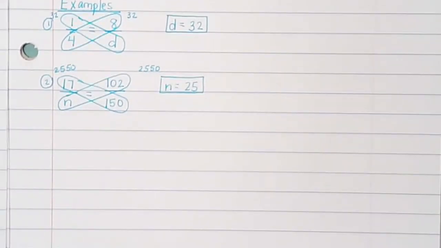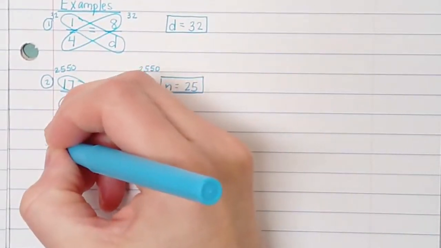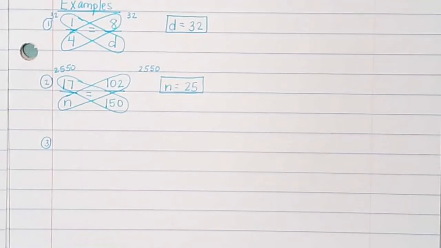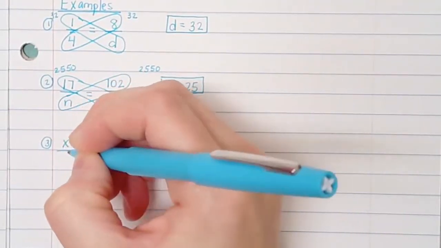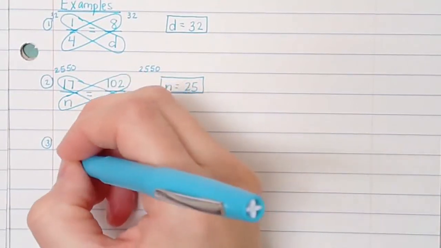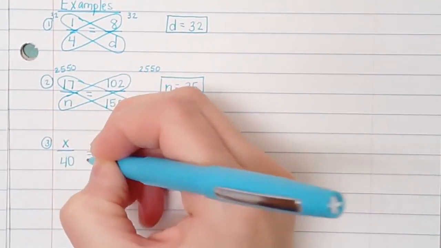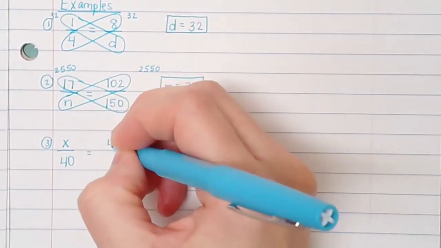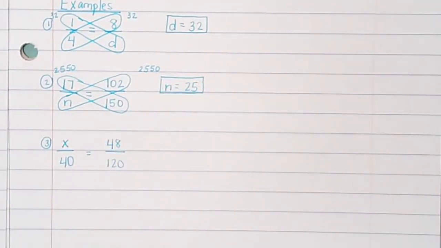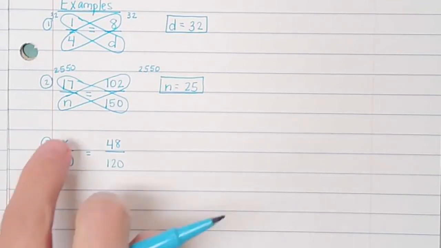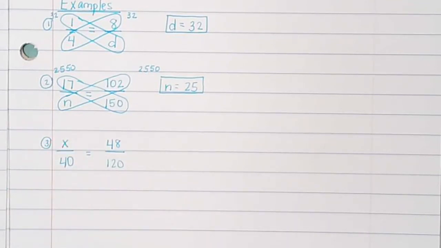All right, let's do x over 40 equals 48 over 120. Okay, so remember the whole purpose is to get these sides to be equal to one another. So I need to find something that goes on top of 40 that's going to equal the same thing as the other side. Let me draw my cross multiplying.